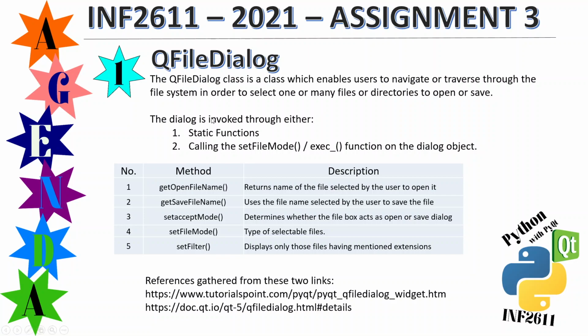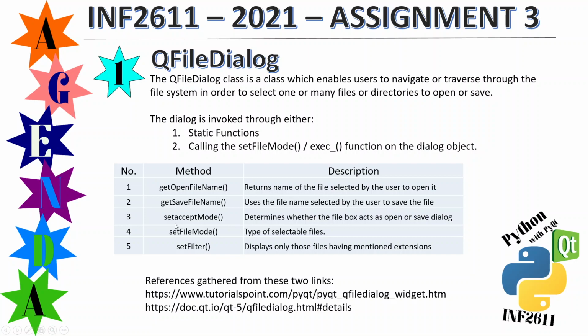The dialog is invoked through either static functions or calling the setFileMode or exec function on the dialog object. So as you can see here, we've got 5 methods that you can use, and these are the associated descriptions. So the ones we're going to use are getOpenFileName and getSaveFileName. The getOpenFileName returns the name of the file selected by the user to open it. The getSaveFileName uses the file name selected by the user to save the file.